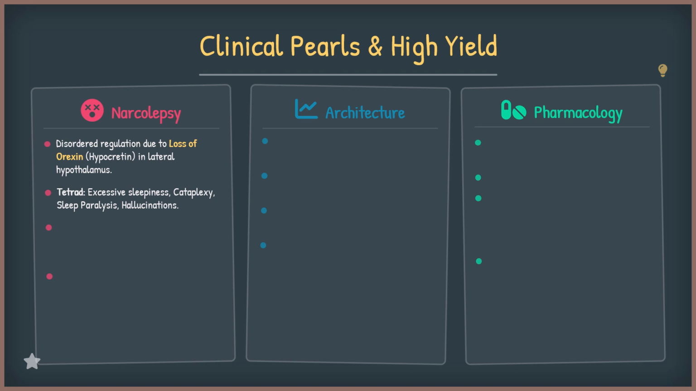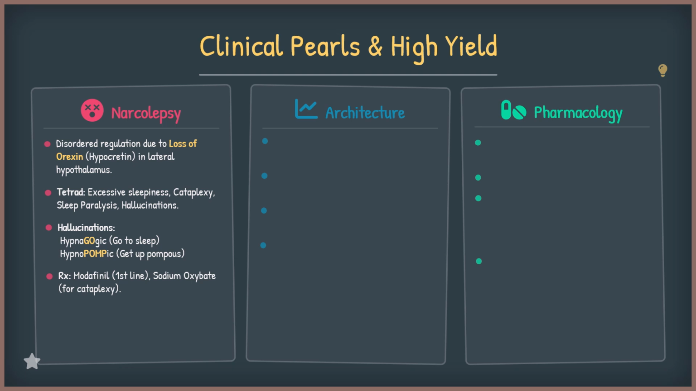Narcolepsy has the tetrad of excessive sleepiness, cataplexy, sleep paralysis, and hallucinations. And by hallucinations, I mean the hypnagogic, which is when you're going to sleep, and hypnopompic, which is when you are getting up. You need to know what those mean for the PRITE because you might be asked on it. The treatment is modafinil, which is first line, and sodium oxybate, which is for cataplexy.